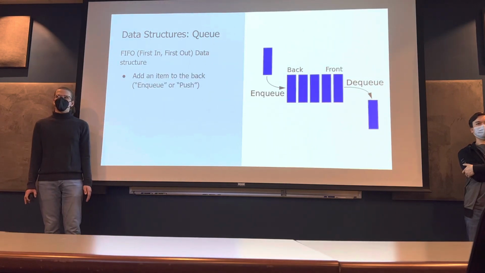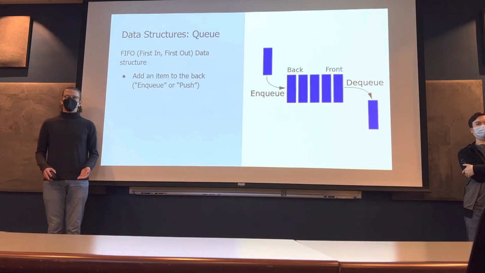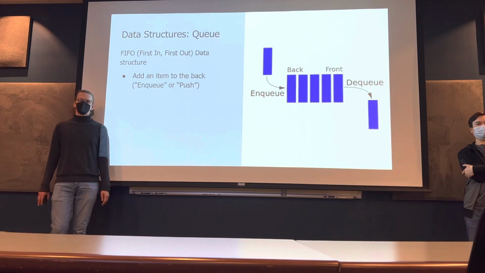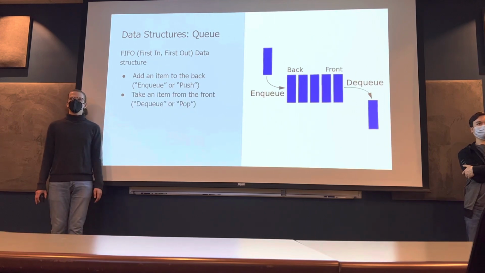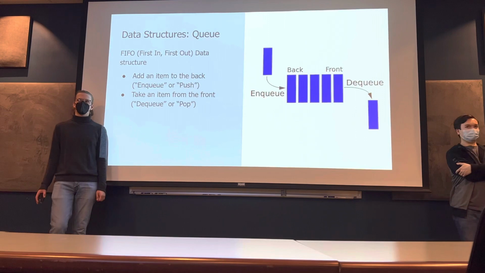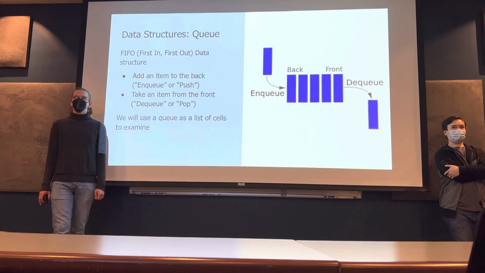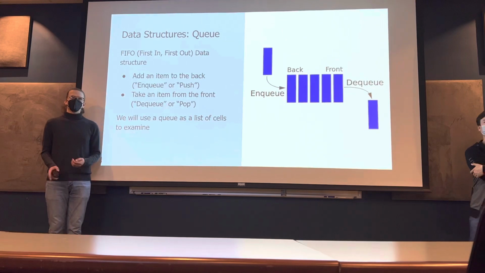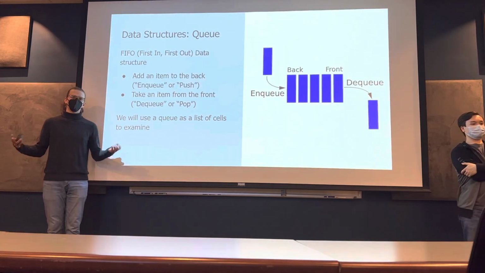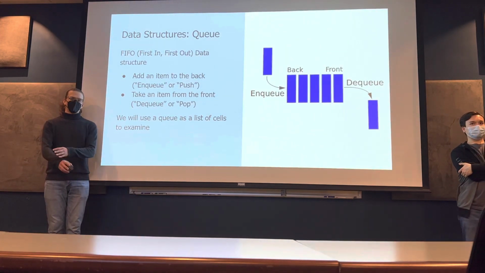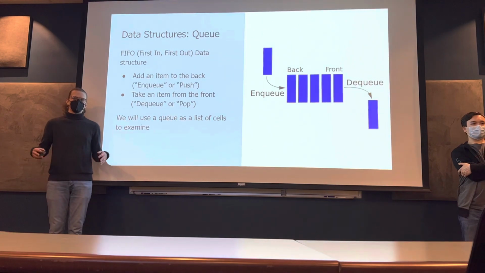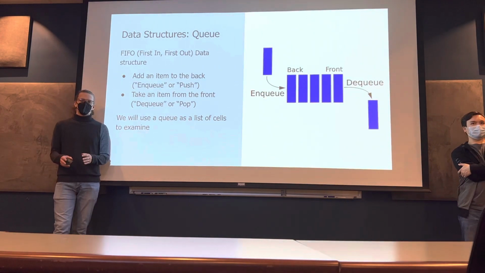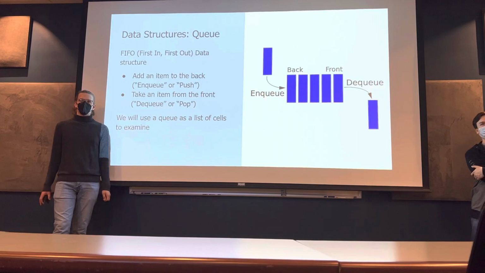We call adding an item to the back of the line enqueuing or pushing, and taking it from the front is called dequeuing or popping. So we can basically use this as a list of cells to examine. If we have a cell, we could just add it to this list, and then we'll be examining these cells, adding new cells to the list, and then once we run out of cells, we'll know we're done.